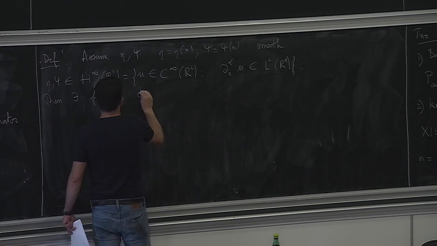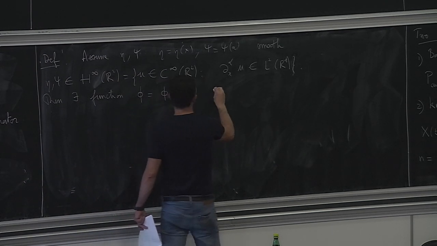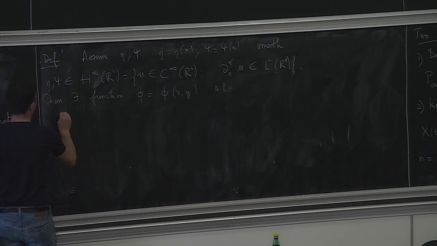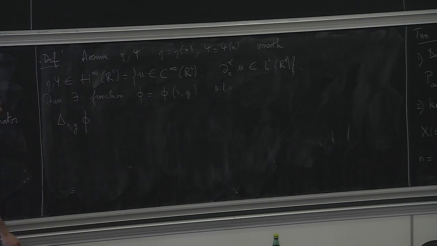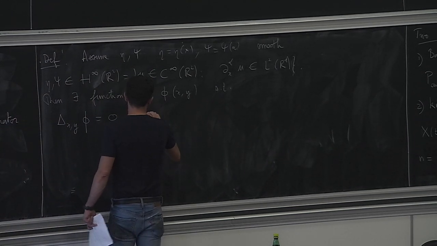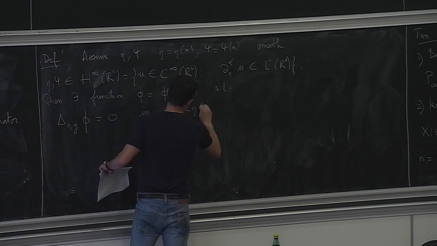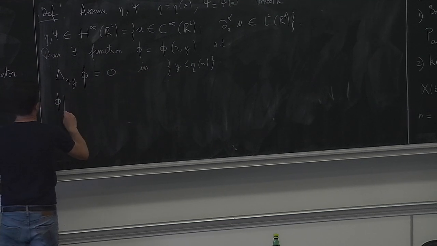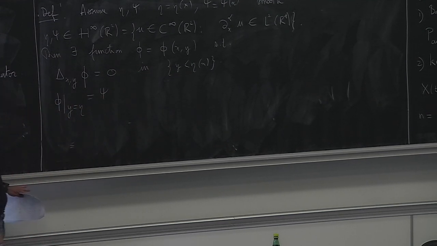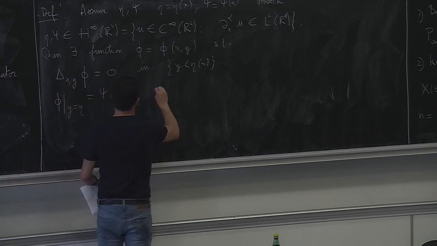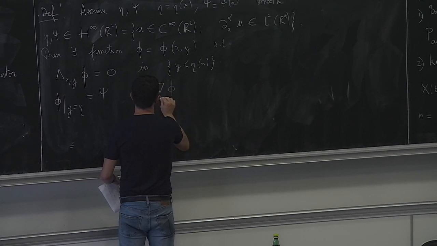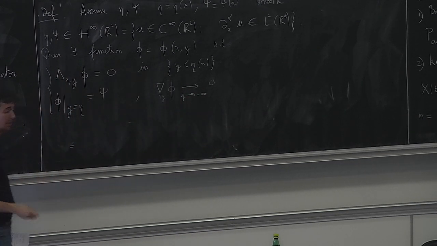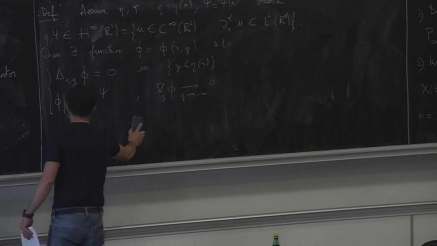there exists a unique function phi in some function space, which is the harmonic extension of psi. Namely, a unique function phi, we will clarify this in the second lecture tomorrow, such that the Laplacian of phi is zero in the domain y smaller than eta, phi coincides with psi on the free surface, and converges to zero when y goes to minus infinity. This is classical.